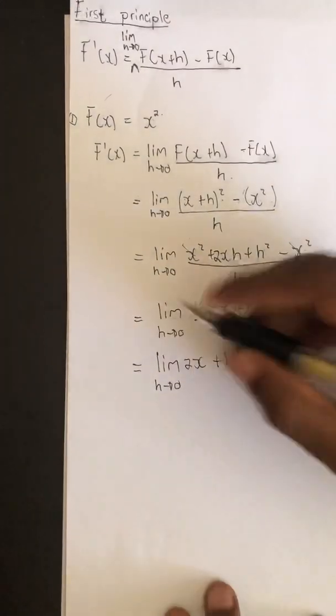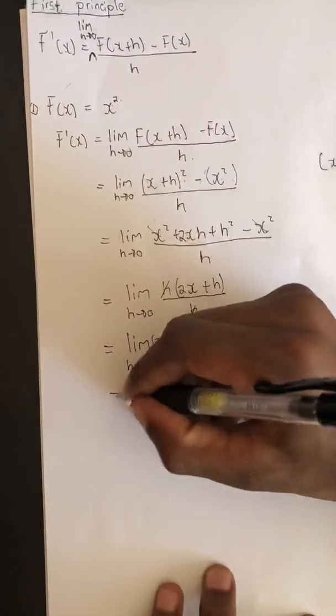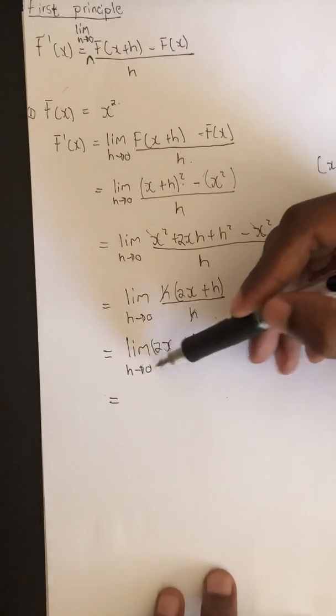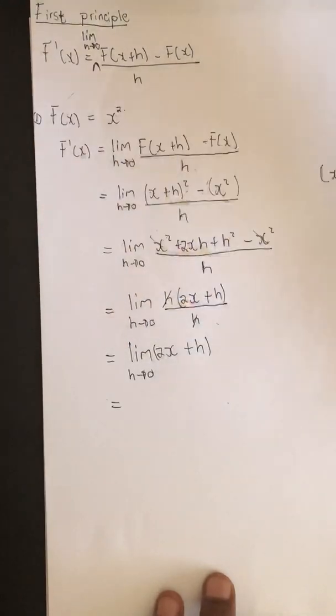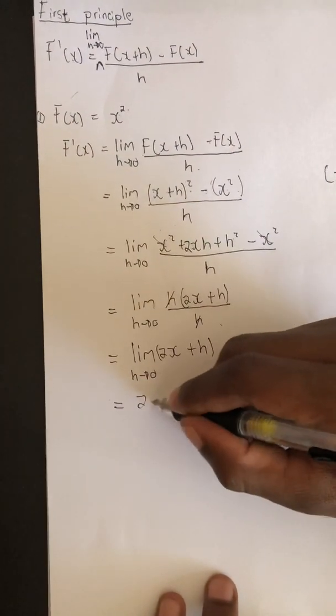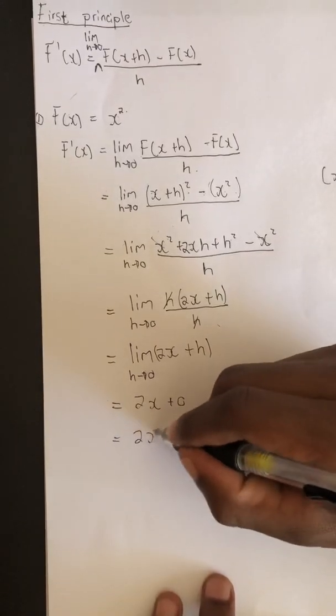Then now, after simplifying everything, I substitute my h, which we are saying approaches 0. Then when I substitute my h, I'm no longer writing the limit. So this will be 2x plus the 0 as h, and then our answer is 2x.